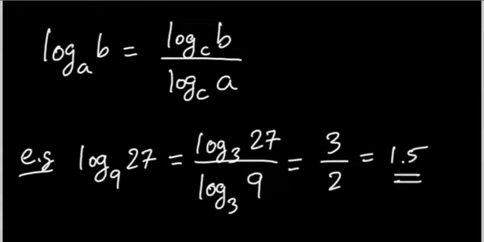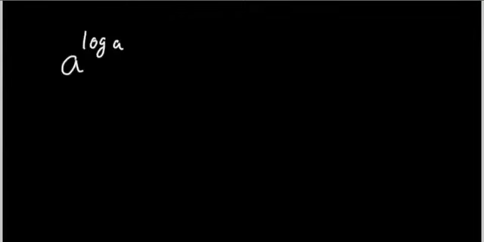Okay, and the last important rule that you need to know is the following one. It's a to the power of little base a of x. So in other words, a to the power of log base a of x. If this and this are the same, this is actually equal to x.